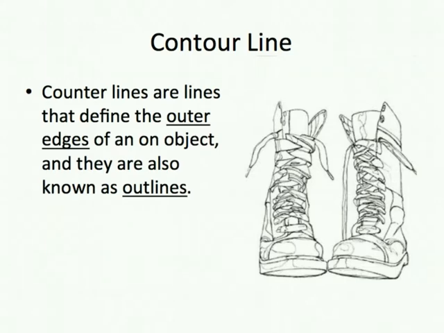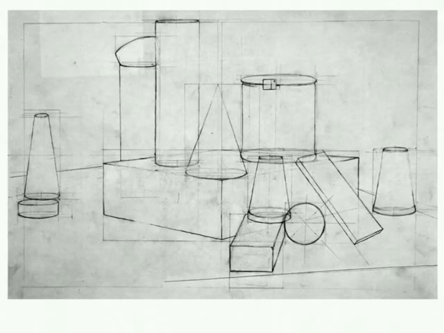So one of our first assignments will be to produce a contour line drawing. A contour line drawing is a drawing that focuses on the outer edges of an object, otherwise known as the outlines. We will approach it the way I have mentioned by breaking things down into simple shapes first.